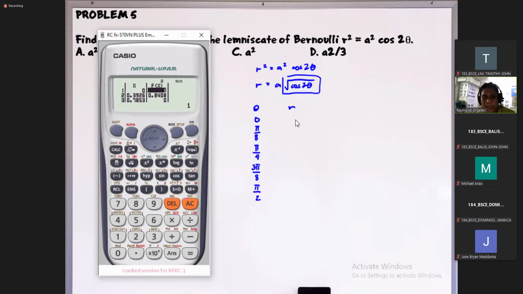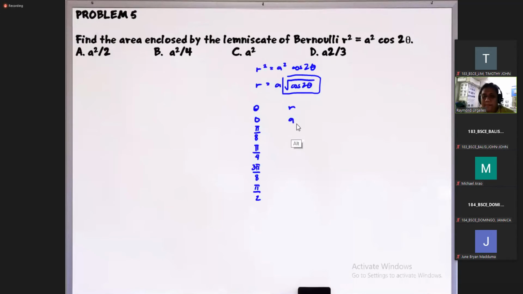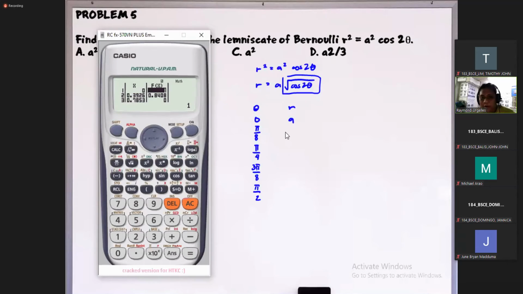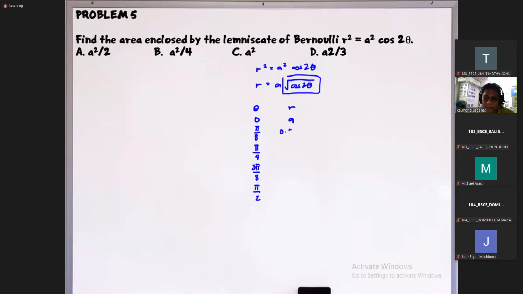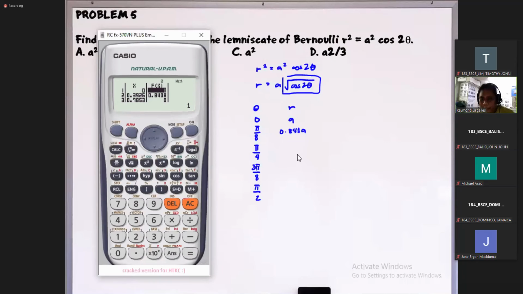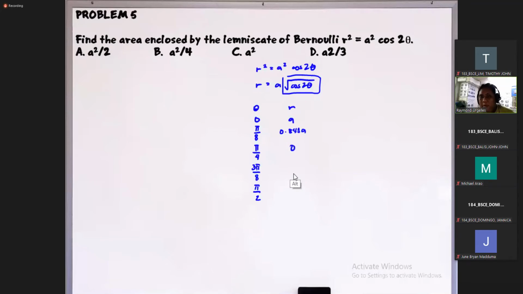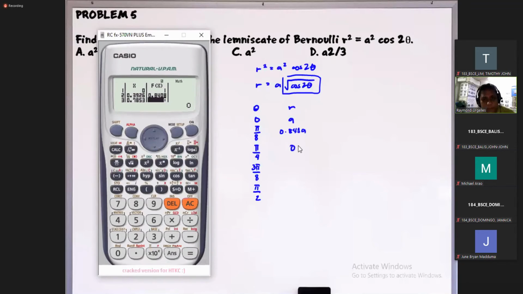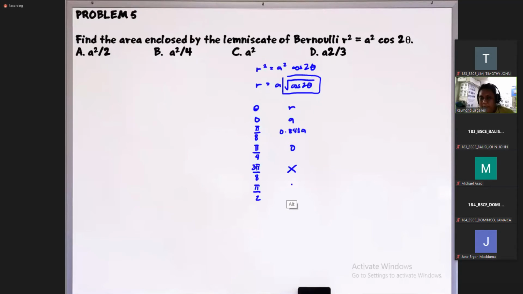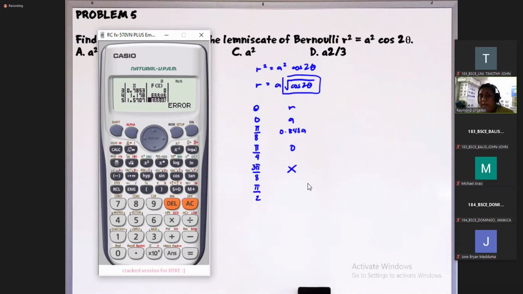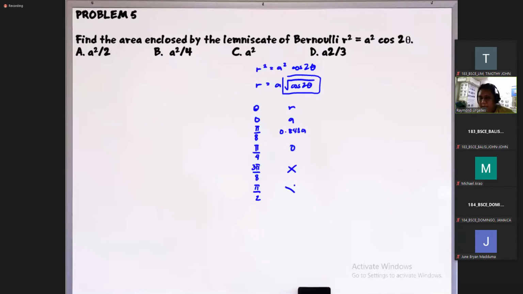So our r, if x is 0, then our r is 1. According to the calculator, times a, so this is a. Then at pi over 8, that's 0.841, times a, so this is 0.841a. At pi over 4, 0 times a, that's still 0. At 3 pi over 8, error, there is no value here. And at pi over 2, that's also an error, so no value here either.